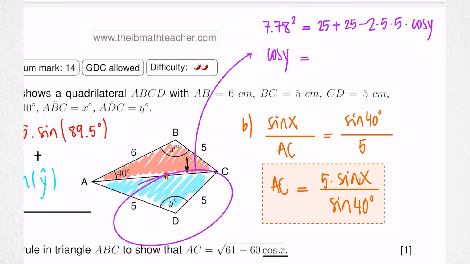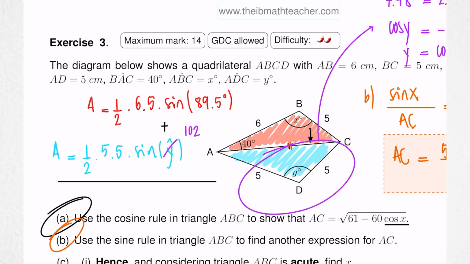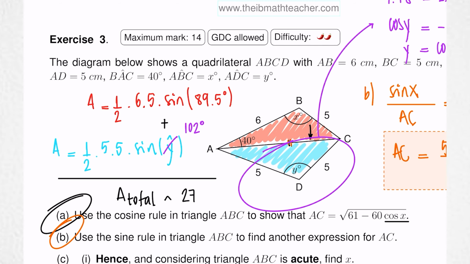We get a cosine of Y equal to negative 0.2100, which means that Y, which is the inverse cos of that, is approximately 102 degrees, which means that this is 102, and the total area is approximately 27.2 centimeters squared. Now careful with the rounding, otherwise you're going to get a different final answer, one that is off by 0.1 or 0.2, something like that. Now let's jump to the next exercise.